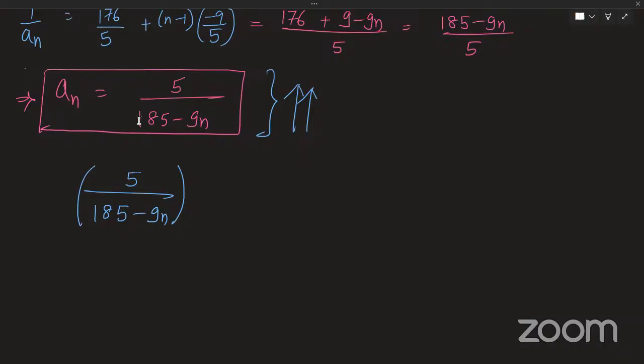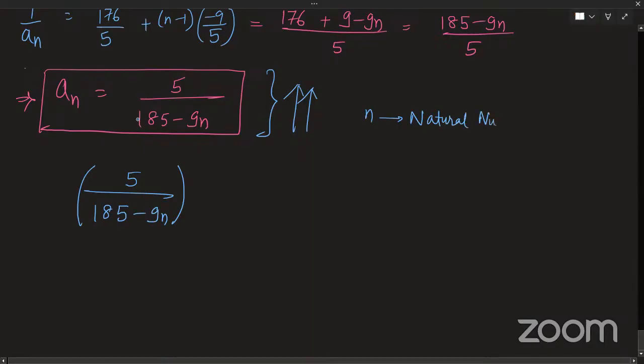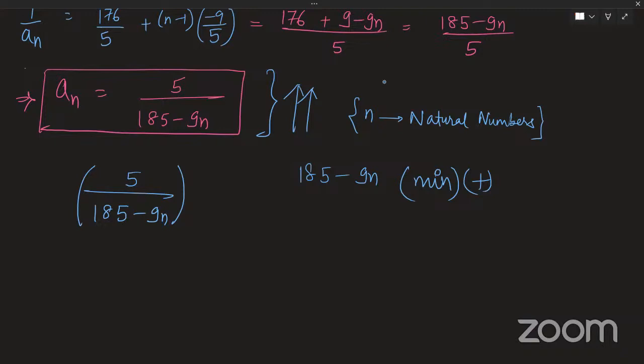Okay. What will happen if it grows lesser than 1? Negative. Correct. So see, what is happening is my n is only natural numbers. N denotes the number of terms. So basically, I have to make my 185 minus 9n minimum. But it has to remain positive also. Because if it grows negative, my whole value will go negative. So 185 minus 9n should be minimum positive. When is that thing possible?